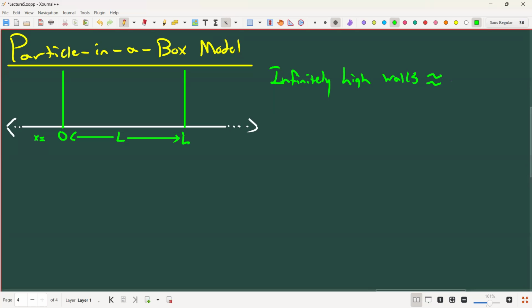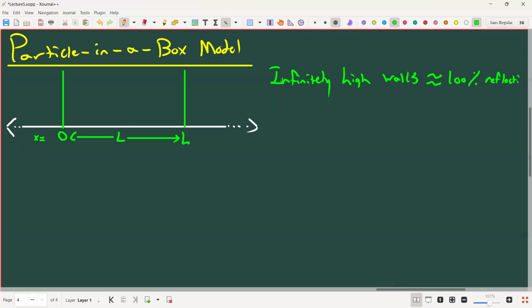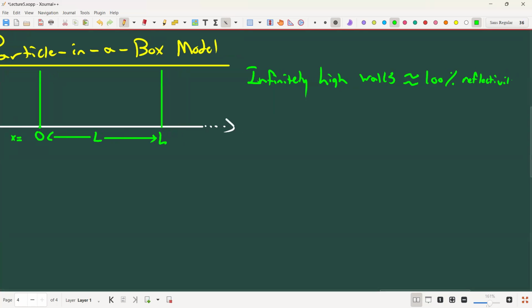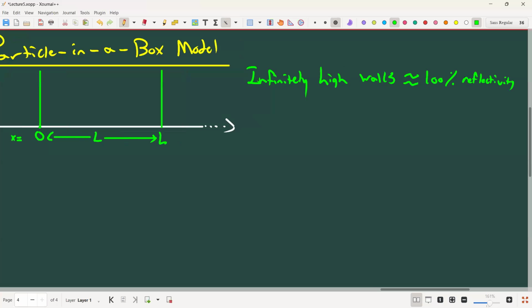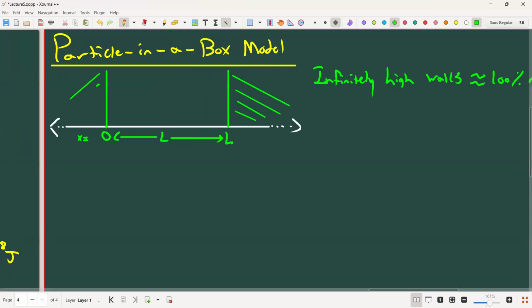Which basically means 100% reflectivity. All right, you can think of them as perfect mirrors. It's not worth thinking about mirrors because it could be a physical particle, but remember they're waves, right? So maybe a mirror is a good idea. What it means is they can't be absorbed by the walls and they can't escape the walls. So they can only be confined within this box. So what I could do is just casually draw some lines here to indicate that, again, it's completely inescapable.